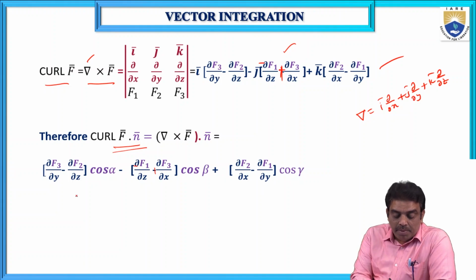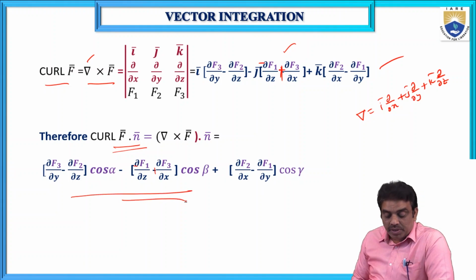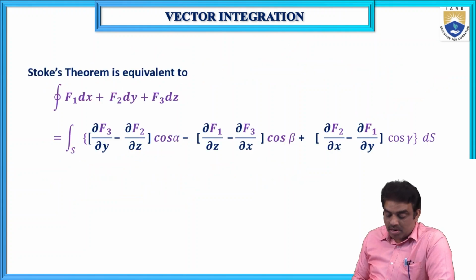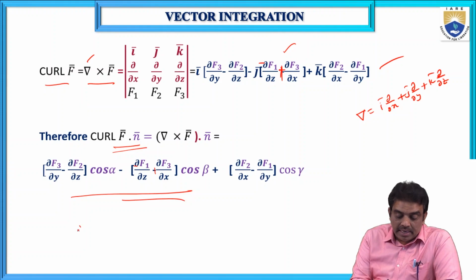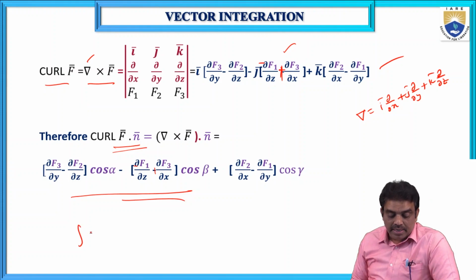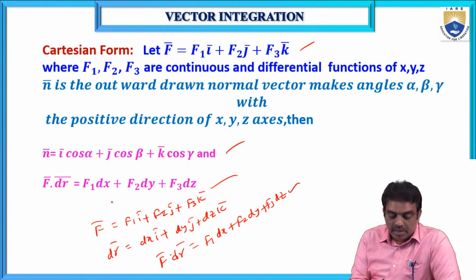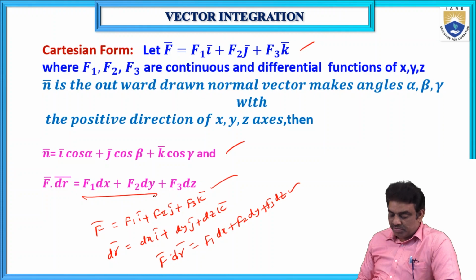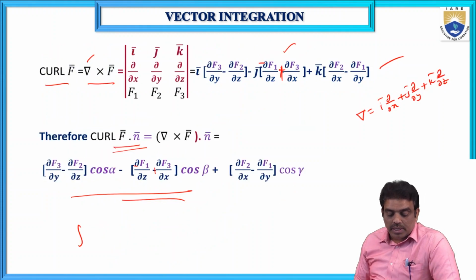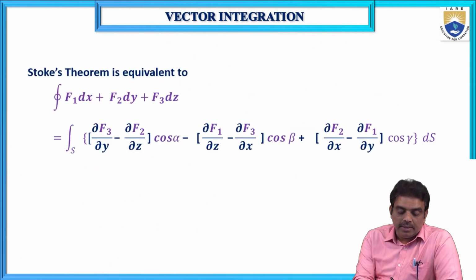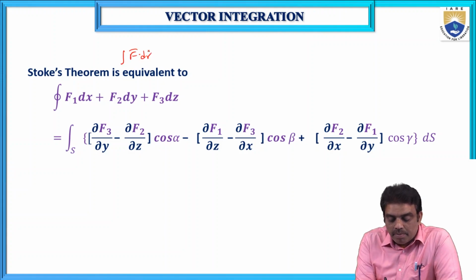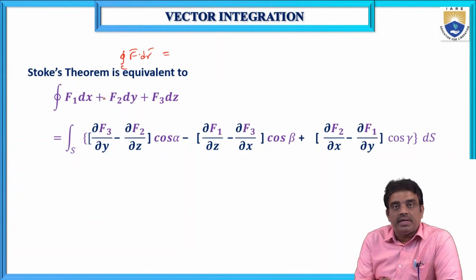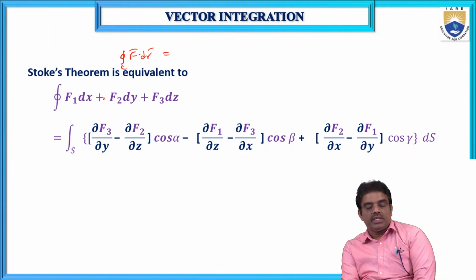So in the Cartesian form, curl f bar dot n bar is equal to this one. And the integral of f bar dot dr bar, I can write it here, already we have written it. I will show it: integral f bar dot dr bar, this is f1 dx plus f2 dy plus f3 dz. On making these two a dot product, what will you get? This is the integral of f bar dot dr bar along the closed curve C, that means f1 dx plus f2 dy plus f3 dz.